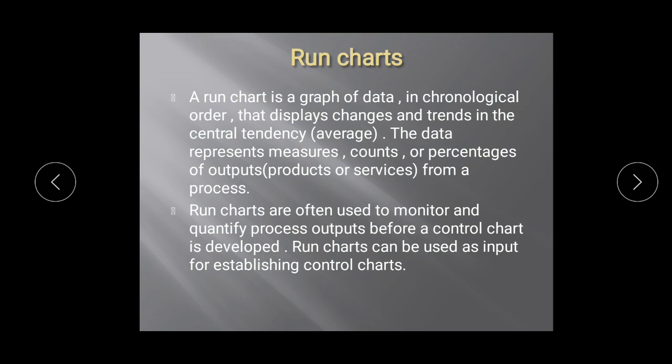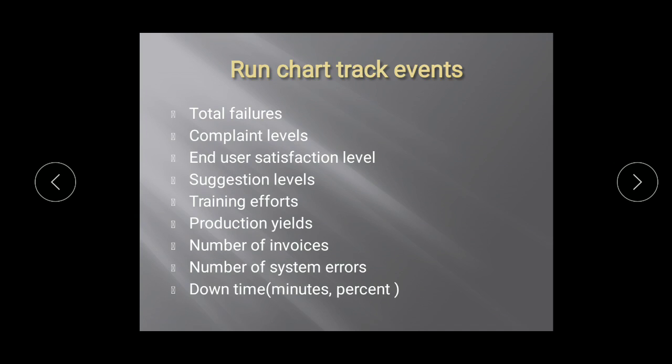Run charts track events. So what are the track events of run charts? Total failures, complaint levels, end user satisfaction level, suggestion levels, training efforts, production yields, number of invoices, number of system errors, downtime, that is downtime means how much time the server was down, it was not used, that is in minutes and percentage.